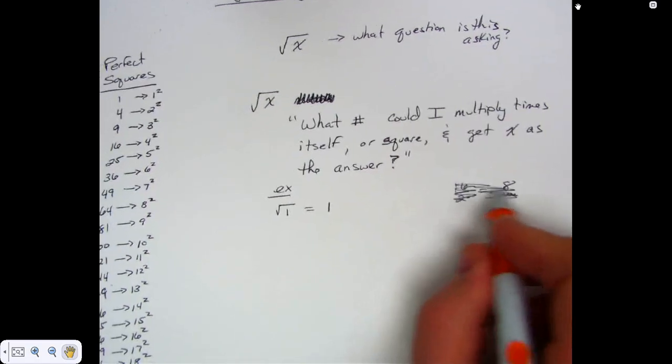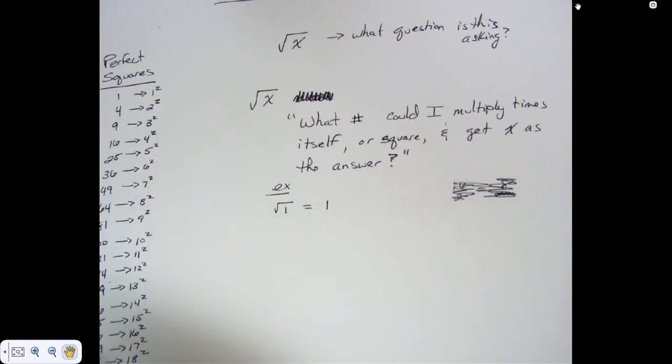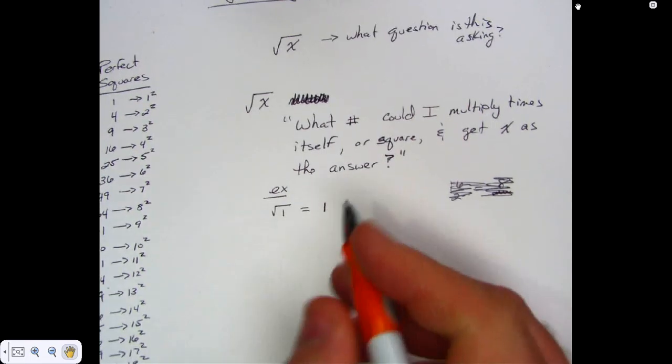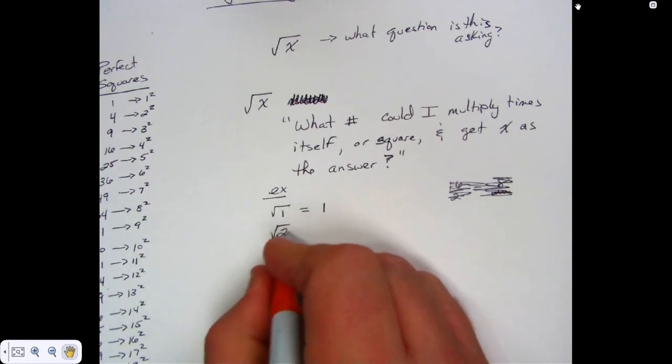Does that make sense? So if I answer the question here, what number could I square and get 1 as an answer? The answer is 1. Now, I have a question. Can you guys answer this question for me?